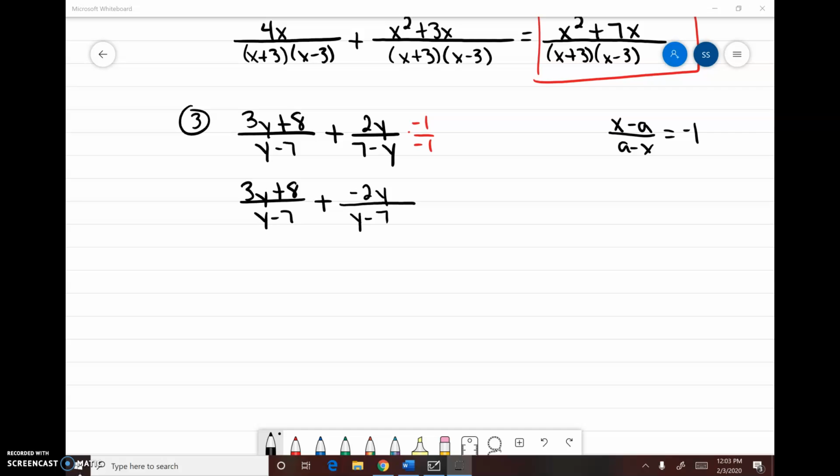All right, so now we have common denominators. So now my denominators are the same, so we can take that y minus 7 and bring it over, and we can simply combine the tops. 3y plus -2y leaves me with just 1y, and then plus the 8. And again, we can't simplify this any further, and so we are done.